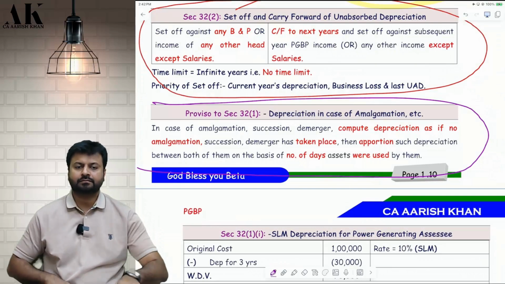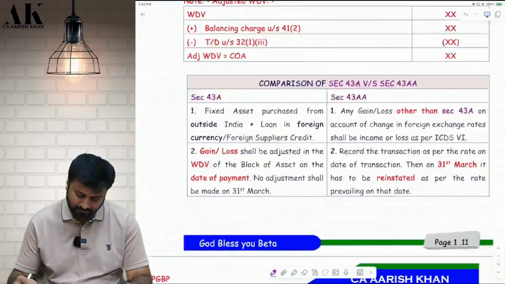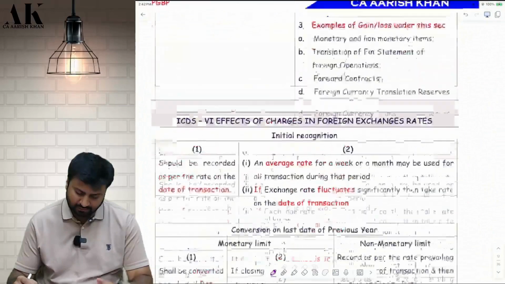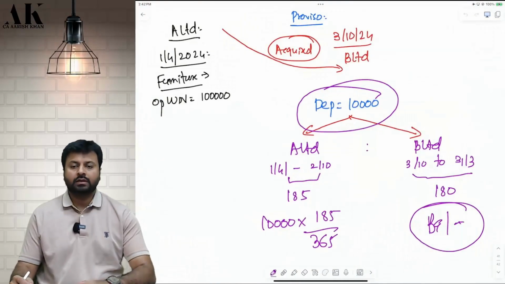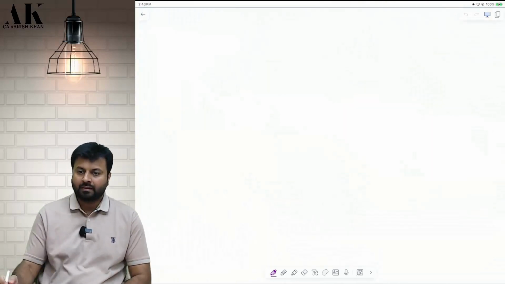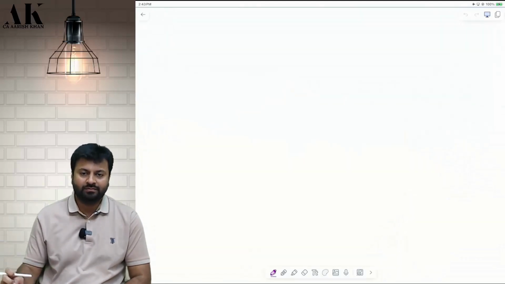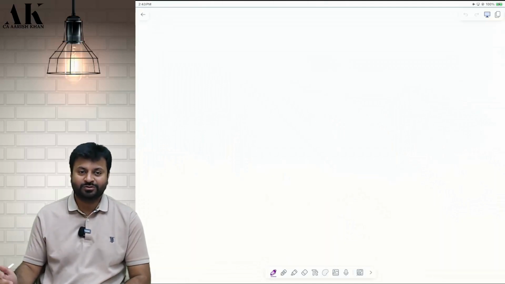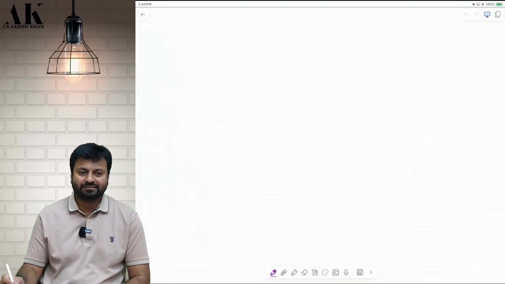Is it clear? Now, we will talk about one very important thing. Pay attention, please, all of you. Now we will talk about something which we started at the beginning. Now last two things I will complete and then we will end the lecture. We will not start with another new deduction today, because that will be too much for you all. If you tell me, I will continue. No issues. So now we will start SLM depreciation. Shall I?